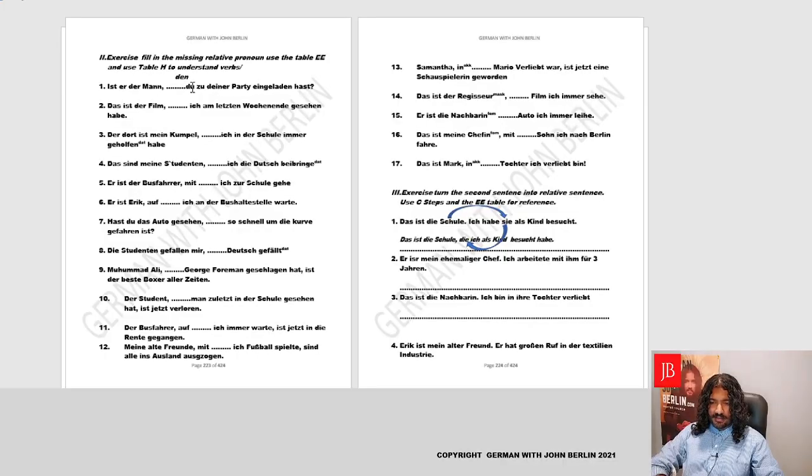Where is the subject? This is the subject du. And whom are we inviting? The person receiving the action. It's accusative den. So that is the Film, das ist der Film, das ich am letzten Wochenende gesehen habe. That is the film that I have seen the last weekend.